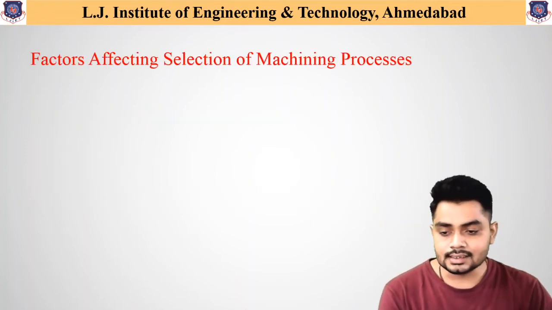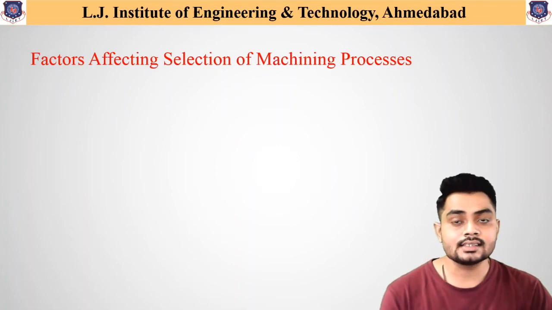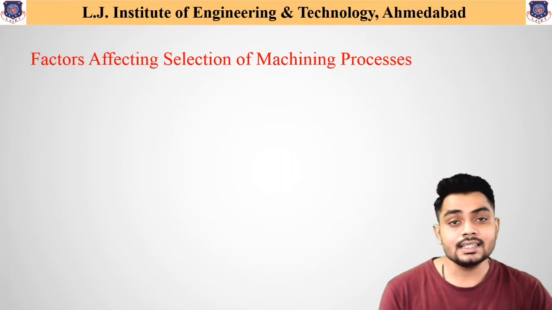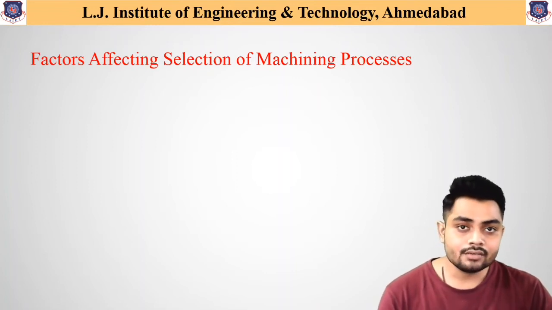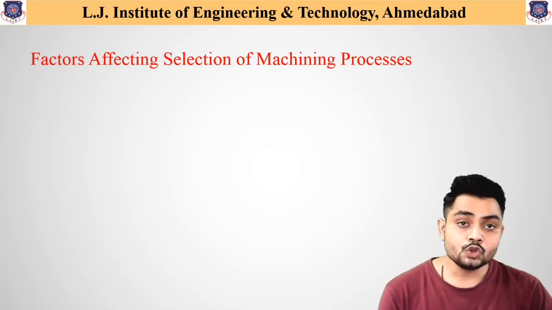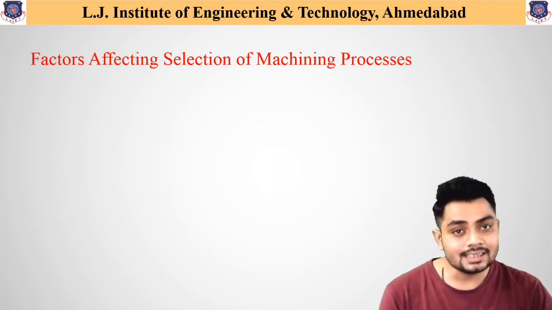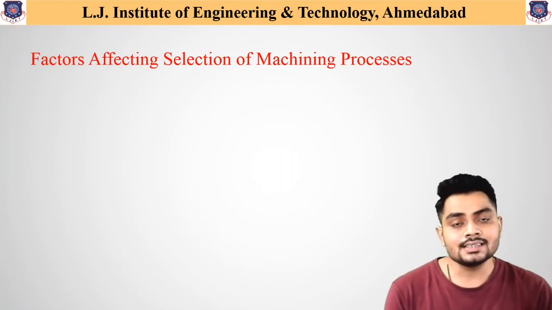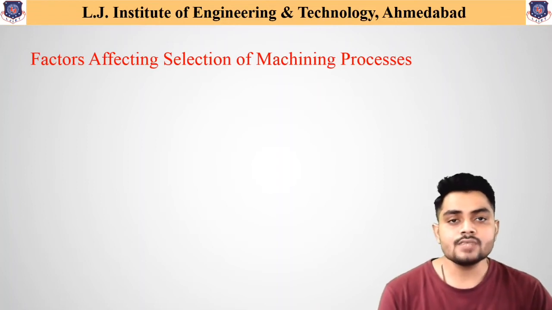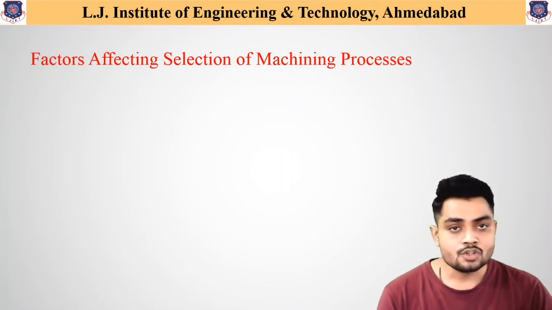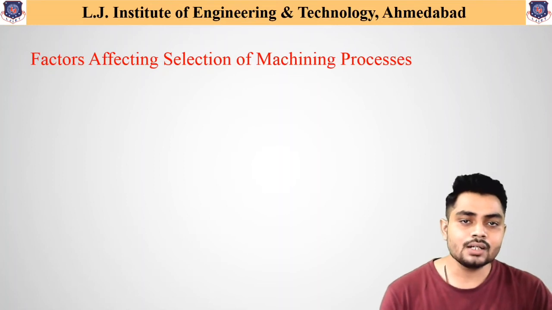Now let us discuss the factors affecting selection of machining processes. As we have discussed, there are different machining processes available, and based on requirement, different machining processes need to be selected. If we want to remove a larger amount of material from the workpiece, at that time different processes need to be selected, and if we want to finish just a simple outer surface of the workpiece, at that time different machining processes need to be selected. So there are different factors on which we select machining processes.